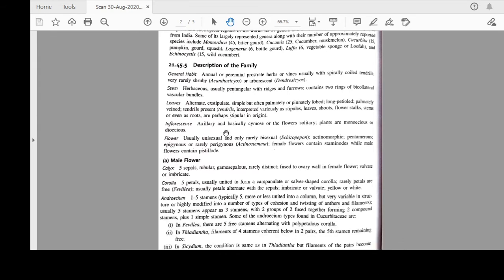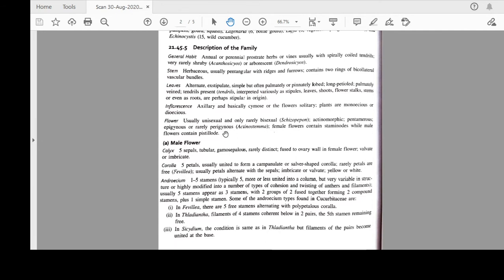Now, description of the family. The general habit of the family is annual or perennial prostrate herbs or vines, usually with spirally coiled tendrils and weak stems, very rarely shrubby, acanthocaulous or arborescent dendroid. Stem herbaceous, usually pentangular with ridges and furrows, contains 2 rings of bicollateral vascular bundles. So bicollateral vascular bundles are a characteristic feature of the family Cucurbitaceae.